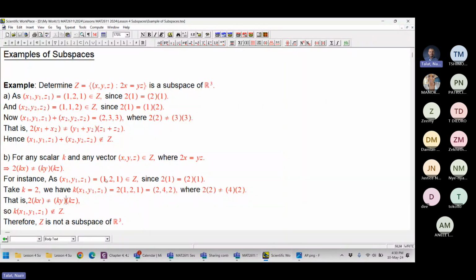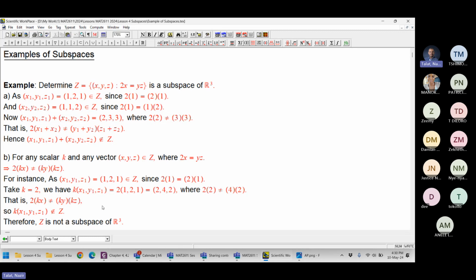If we take an element in Z and multiply it by k, for k equal to 2 or any specific value, then one can check that it does not satisfy the condition that k times x belongs to Z. It doesn't fulfill the condition. So it means Z is not a subspace.